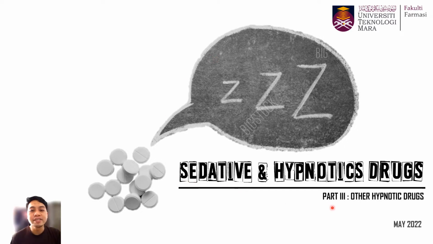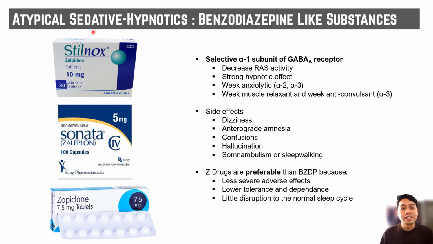In this video, we will discuss the other sedative and hypnotic agents, or what we know as atypical sedative and hypnotic agents. Benzodiazepine-like substances such as zolpidem, zaleplon, and zopiclone, known as Z drugs, bind to the alpha-1 subunit of the GABA A receptor on the pentameric chloride ion channel. This binding enhances the chloride channel opening to a greater extent or for a longer period of time, which leads to hyperpolarization and increased CNS depression.